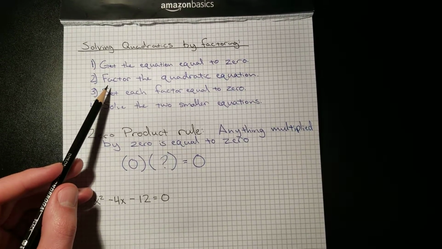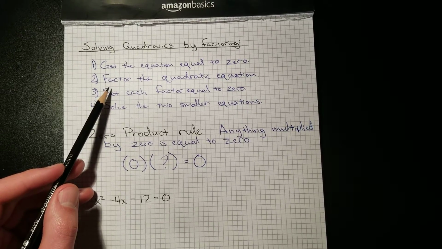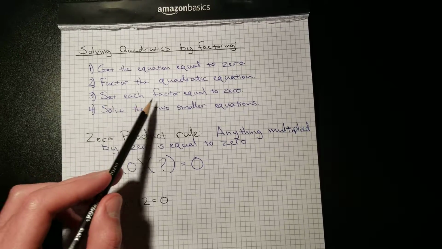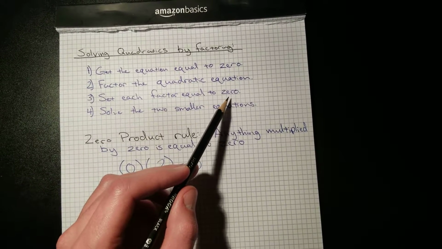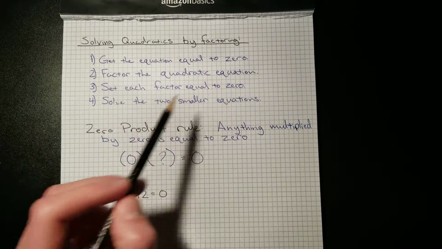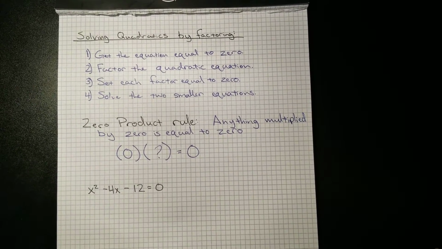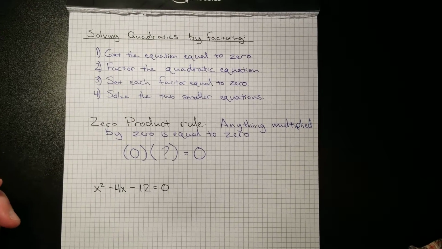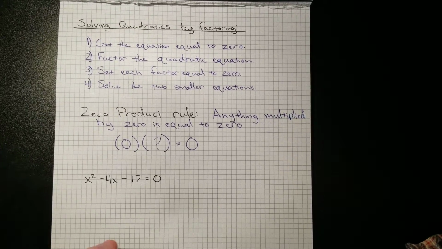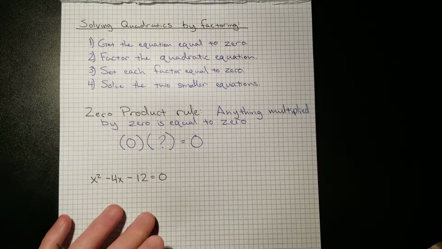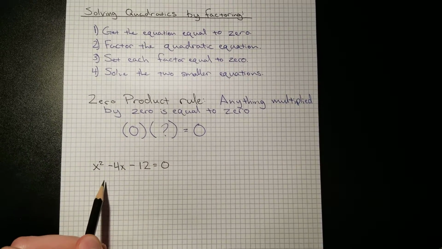Step 2 is factoring the quadratic equation, so that's something that you have gotten used to by now, I'm sure. Step 3, set each factor equal to 0. We'll explain why and how that works. And then step 4, solve the two smaller equations. So we're going to break down equations into two smaller ones so that you can get two answers. So the way this is going to work, well, let's go through the steps on this example.